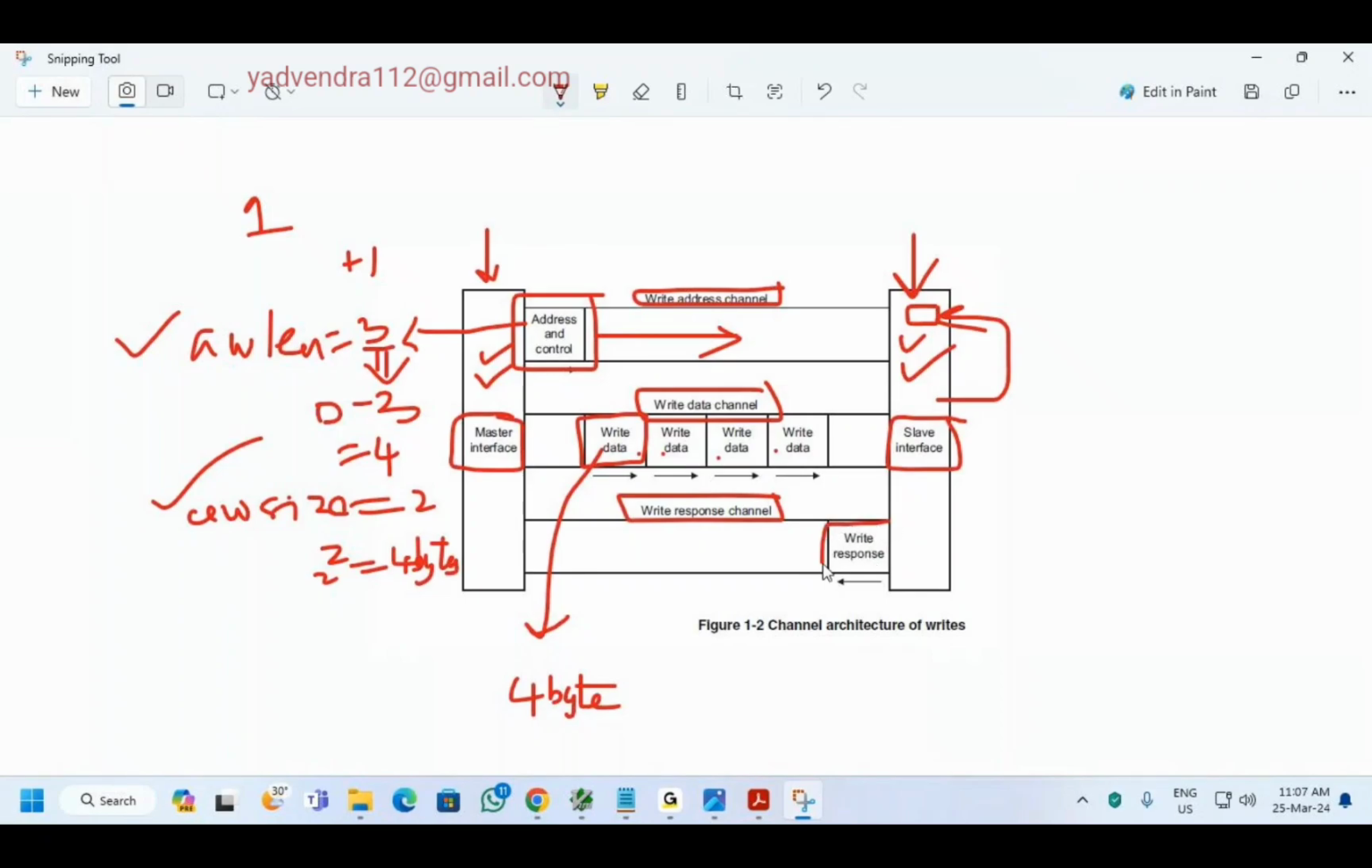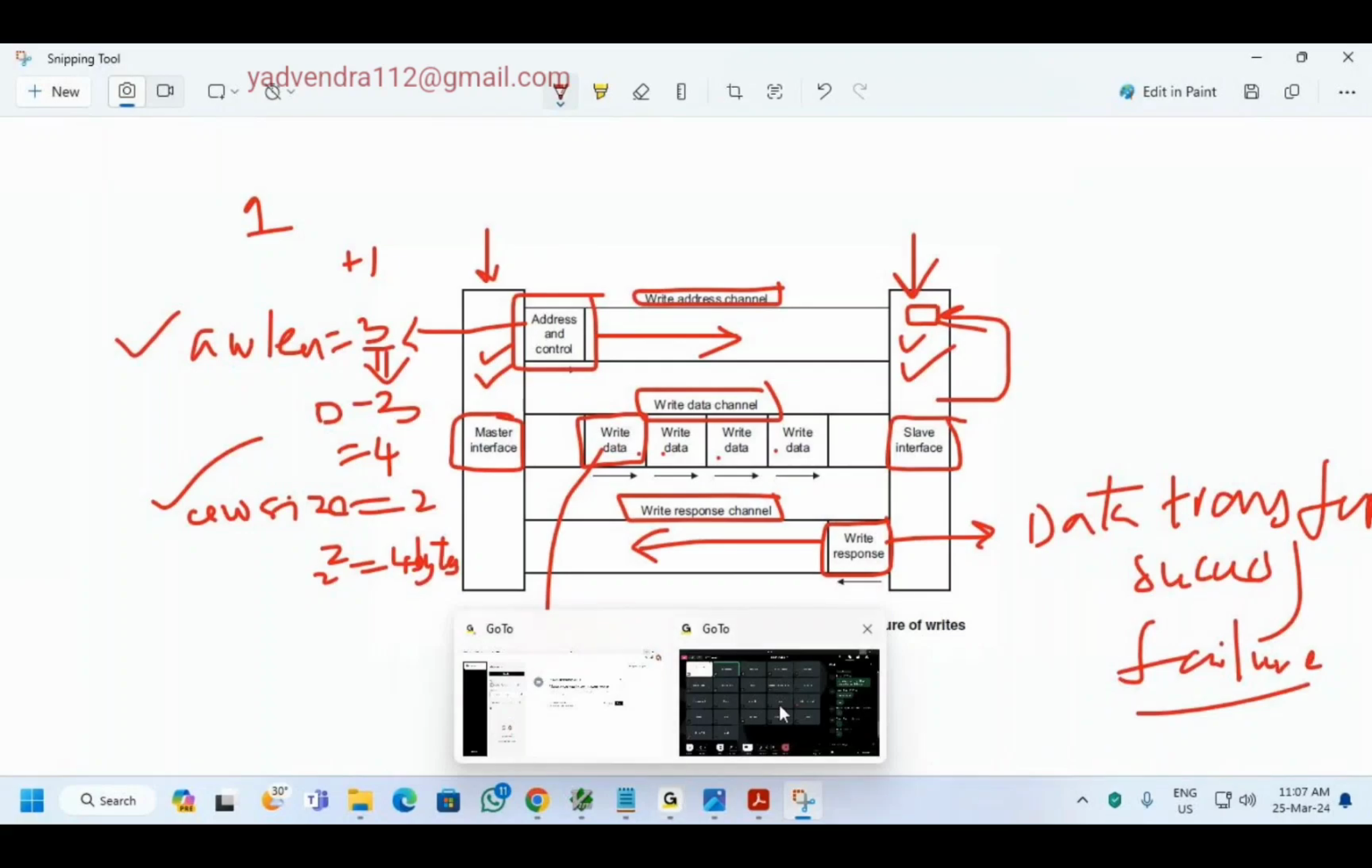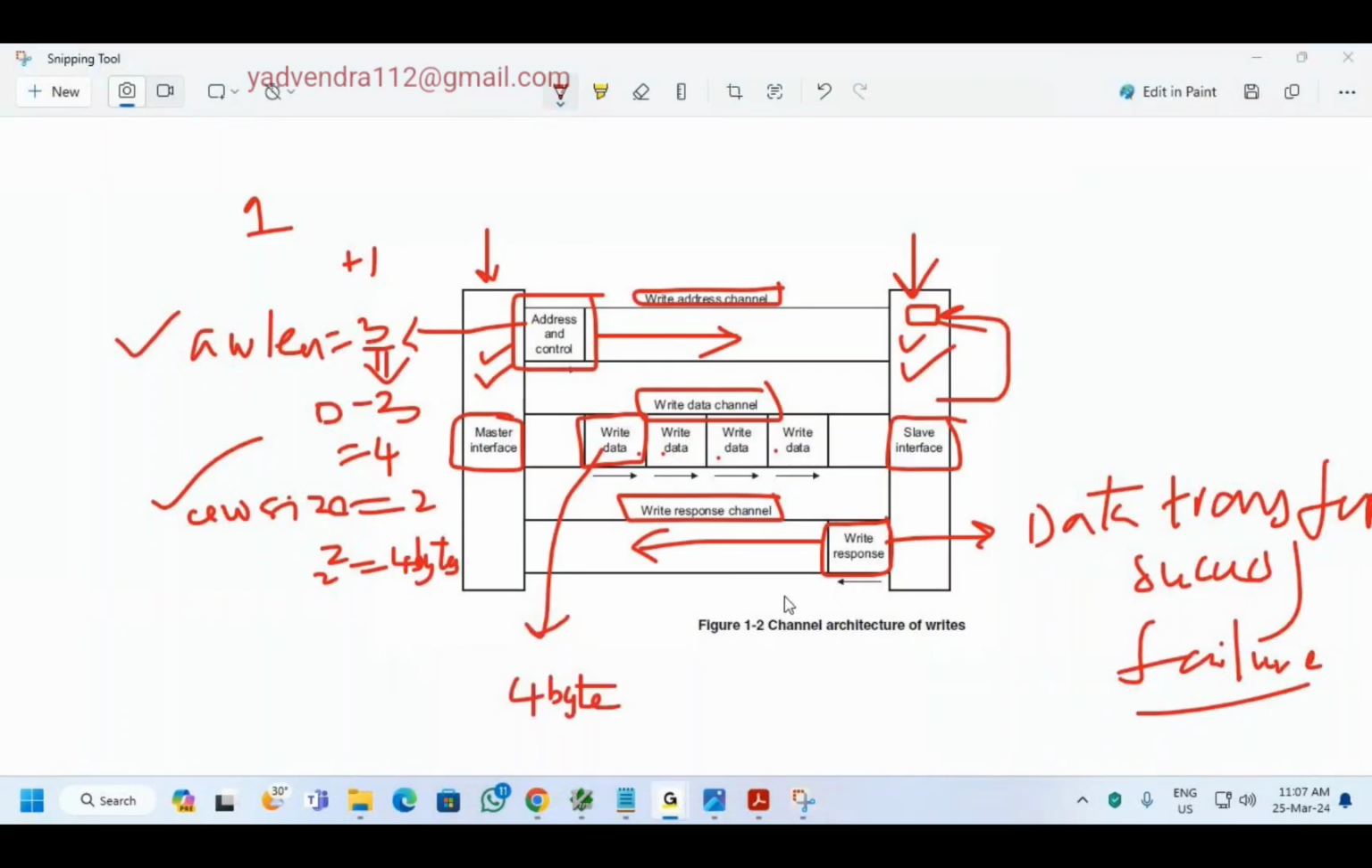So let's assume there is a response that was sent by the slave to the master. This response can tell whether the data transfer was successful or a failure. So this is what a write transaction consists of. Did everyone get this, guys?